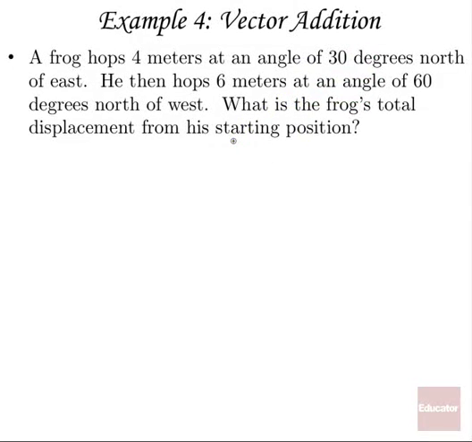All right, let's take a look at some more vector addition. A frog hops 4 meters at an angle of 30 degrees north of east. He then hops 6 meters at an angle of 60 degrees north of west. What is the frog's total displacement from his starting position?